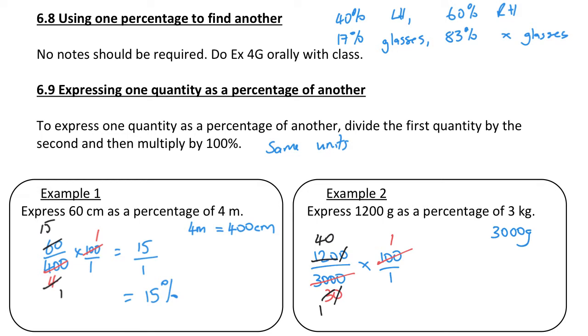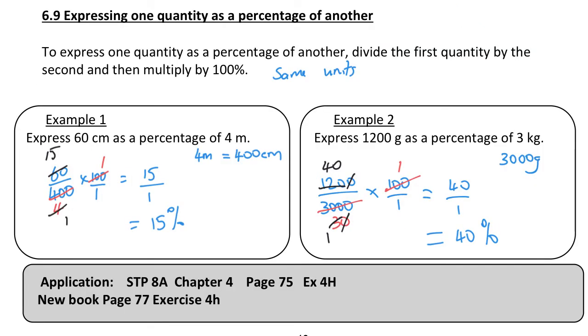So then multiplying across, you have 40 times 1, which is 40. On the bottom, 1 times 1, which is 1. So 40 over 1 simplifies to 40, and that should be 40%. And now we're ready to try these questions. So exercise 4H on page 75, or on page 77 in the new book.